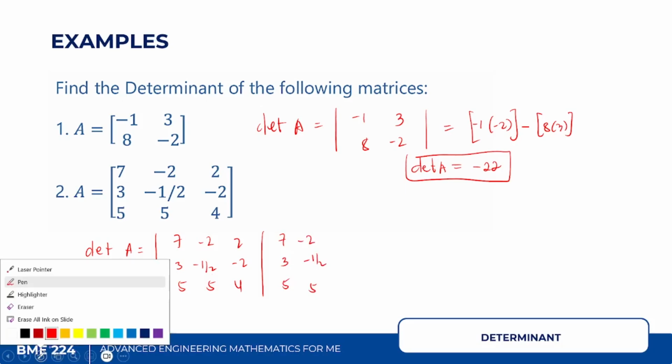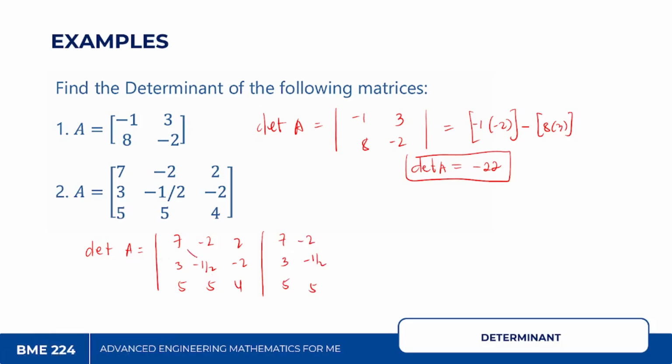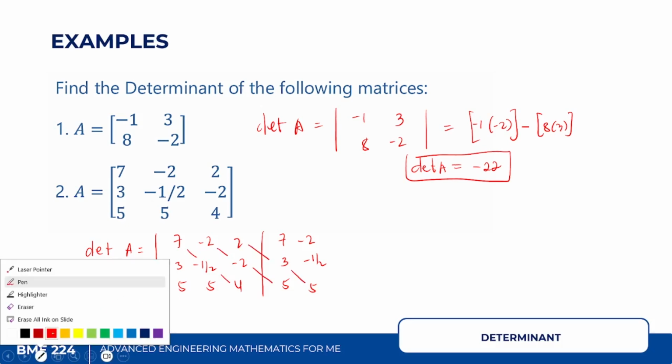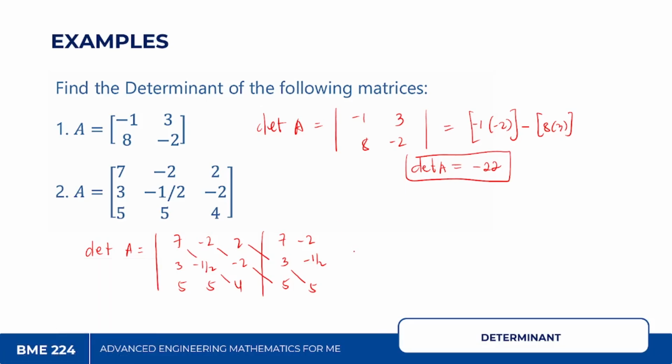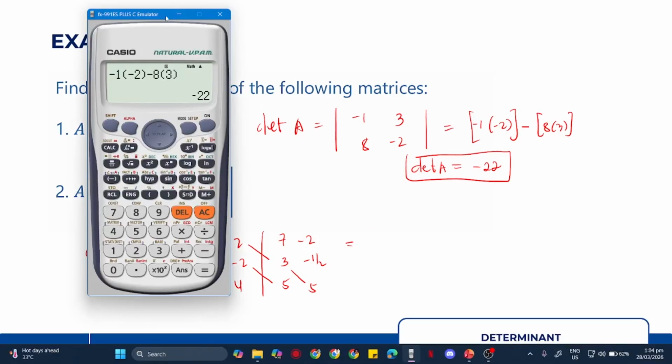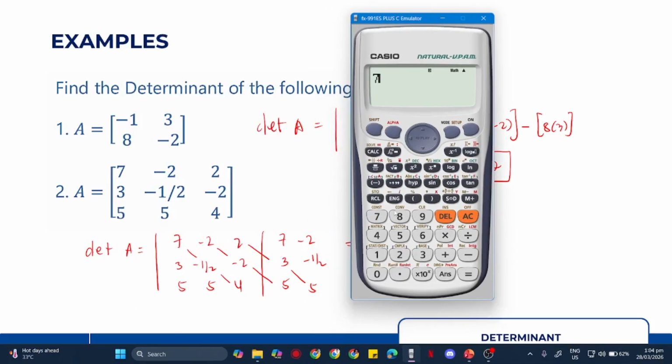And then, let's do this one. We multiply this, then this, and this. Then you add all of that. So that is basically equal to, negative 7. So let's just calculate directly: 7 times negative 1 half, or 0.5, times 4, and that is equal to negative 14.